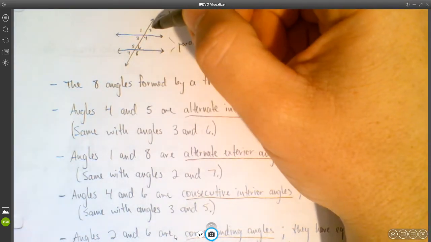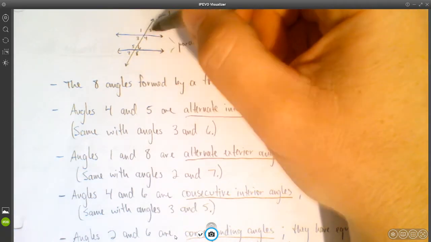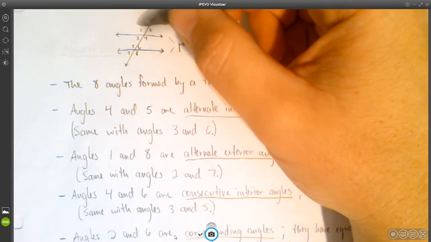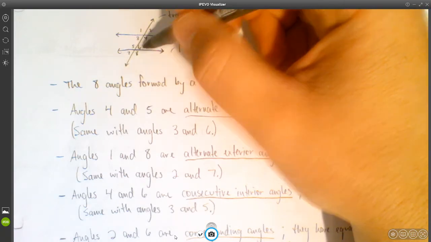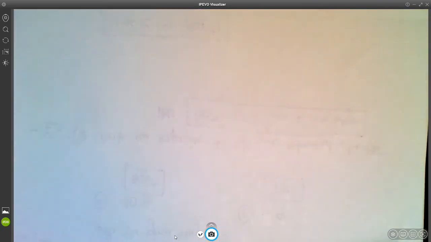You probably didn't see what I was just pointing to, so let me say it again. 2 and 3 are opposite angles, and they have equal measure. 1 and 4 have equal measure. 6 and 7 have equal measure. 5 and 8 have equal measure. So let me walk you through an example.